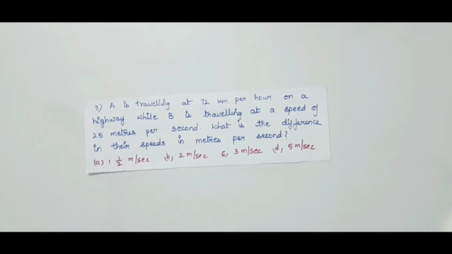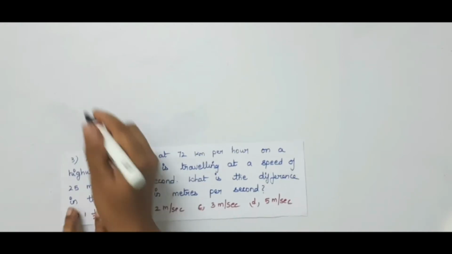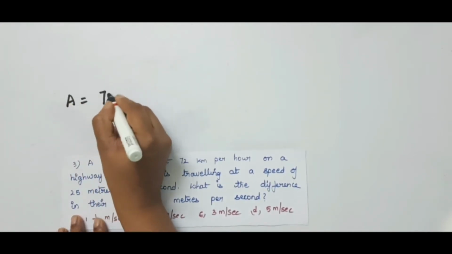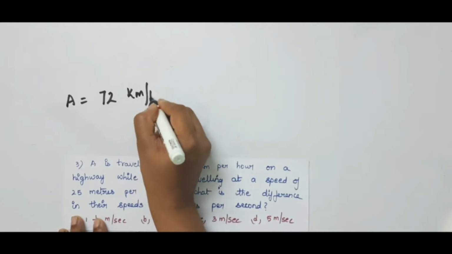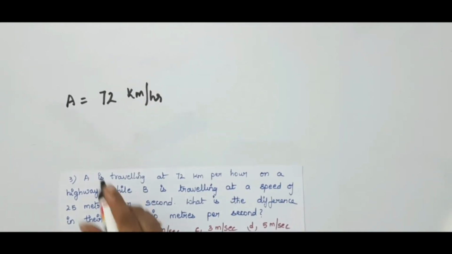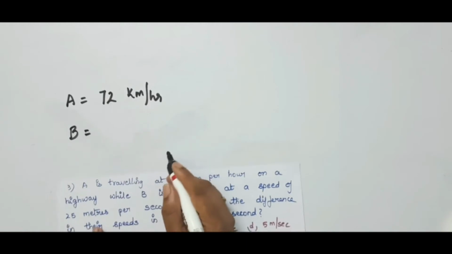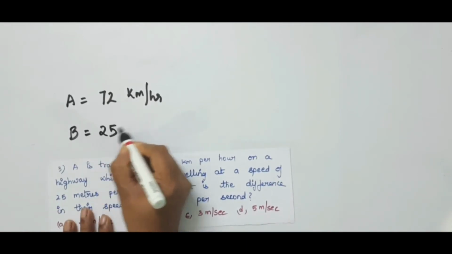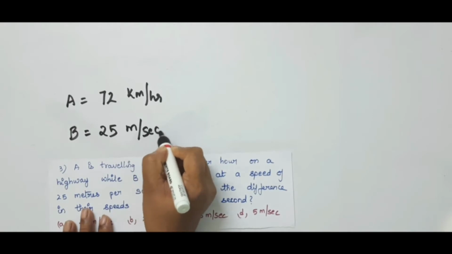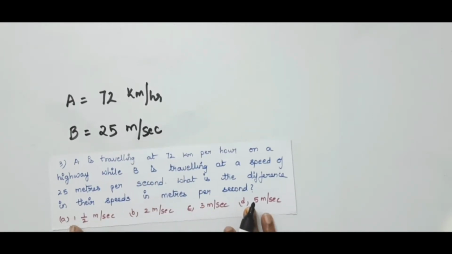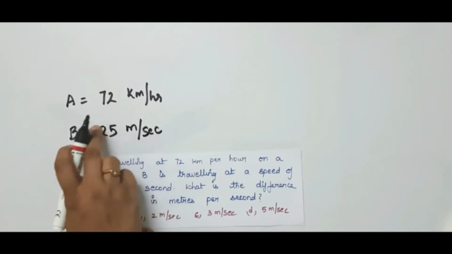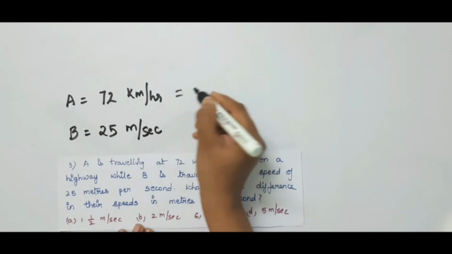So in this problem he has given two speeds. Two speeds are involved in this problem, for A and for B. For A it is given as A is equal to 72 kilometer per hour and B is given as B is equal to 25 meter per second, and asked for the difference in the speeds. In the options all the values are in meter per second. So one value is in meter per second, the other is not in meter per second. So just change this into meter per second.